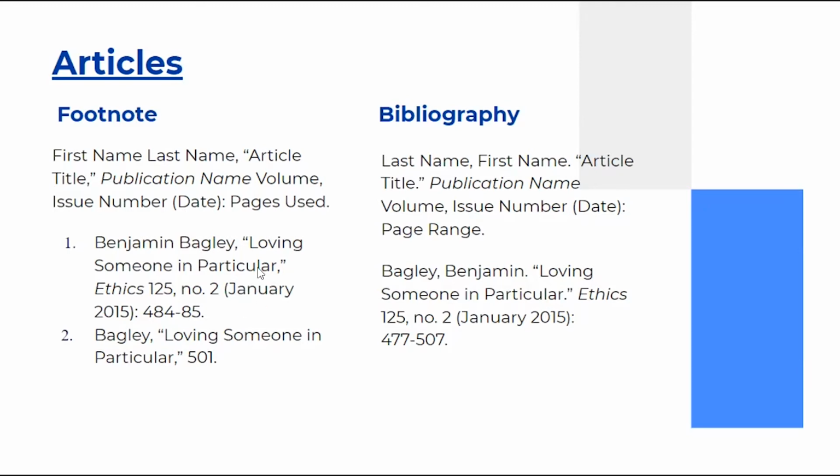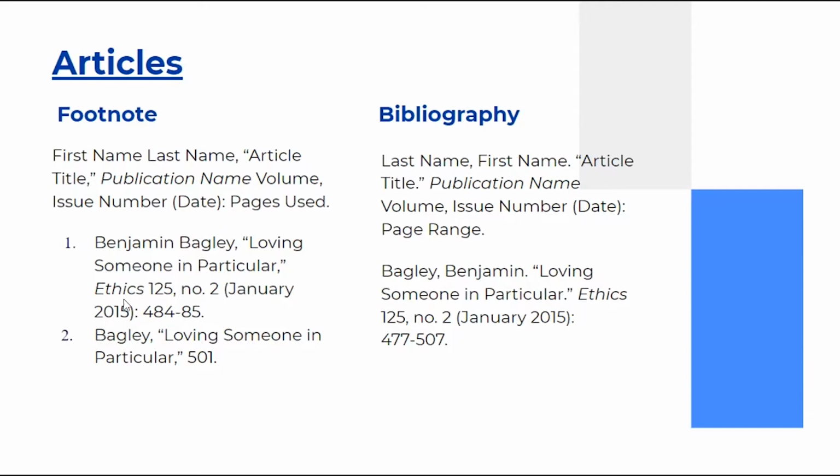Usually you can just do month, year, or sometimes it'll be season, year. This could be winter 2015, for example. It really just depends on what language the journal has used. And then for the note, you'll do pages used. Looking at our example, this article is written by Benjamin Bagley, Loving Someone in Particular. Ethics, the journal, is italicized while the article title is in quotations. This is from volume 125, number 2. And then the date, January 2015, is in parentheses.